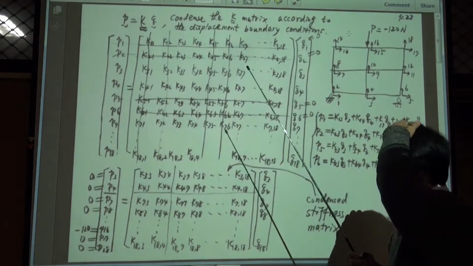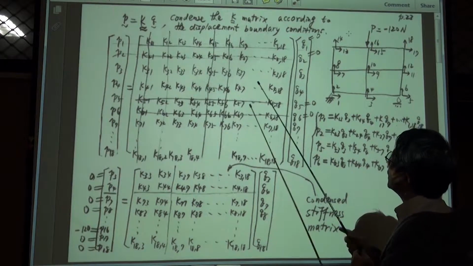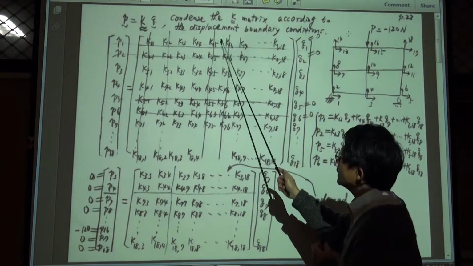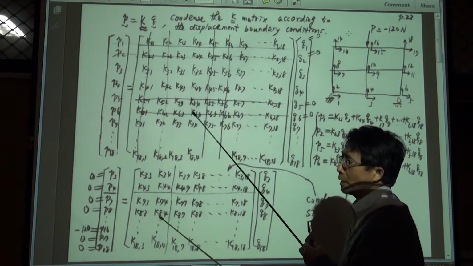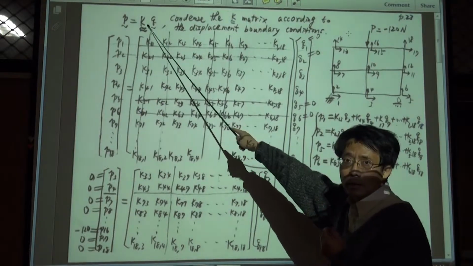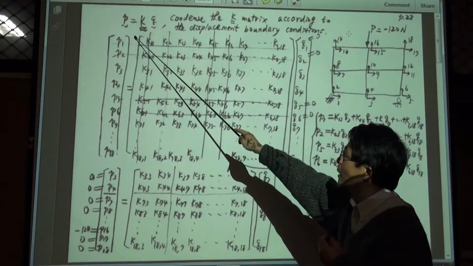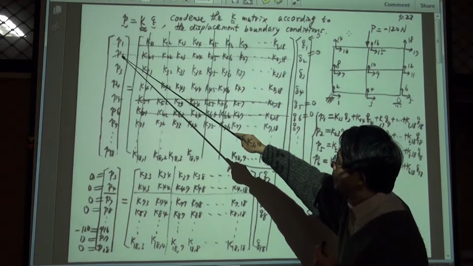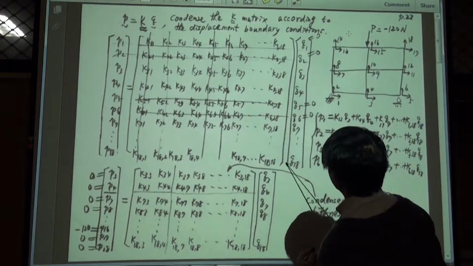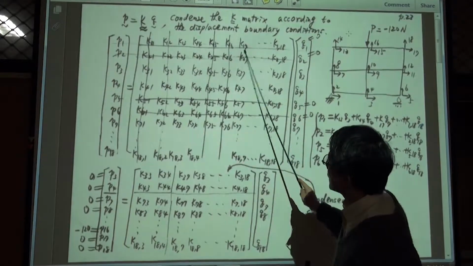In this section, we talk about the condensation of the global stiffness matrix. Let us explain what we want to do. Okay. See, we have a matrix relation here. This P is P1, P2. This vector is written like this. This vector is written like this, and this matrix is written like this.